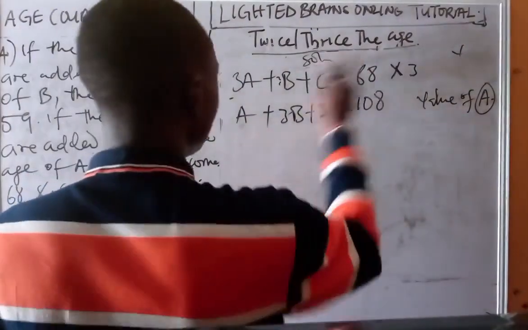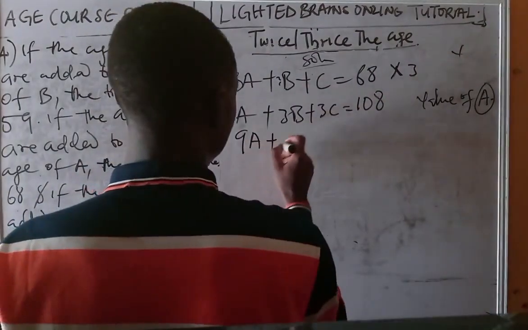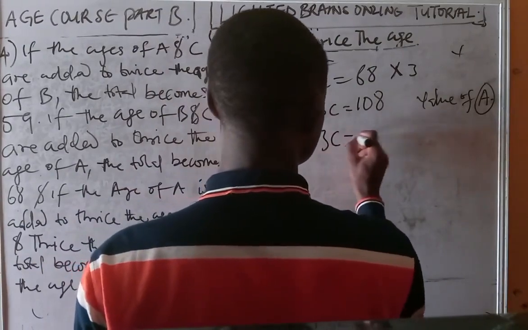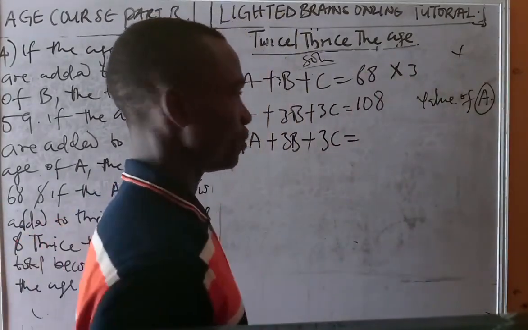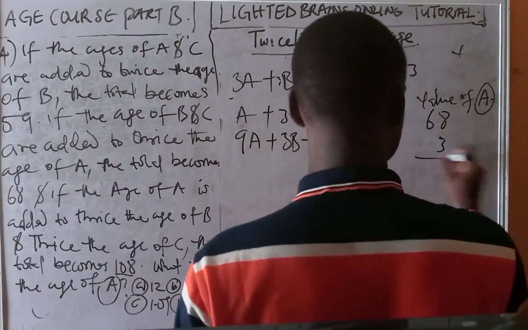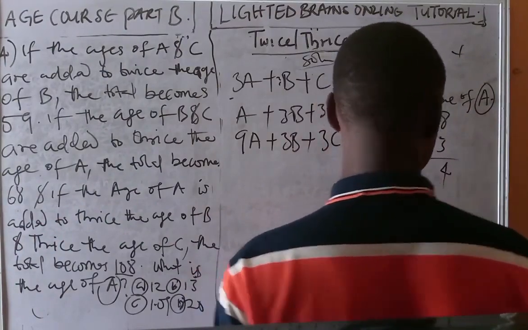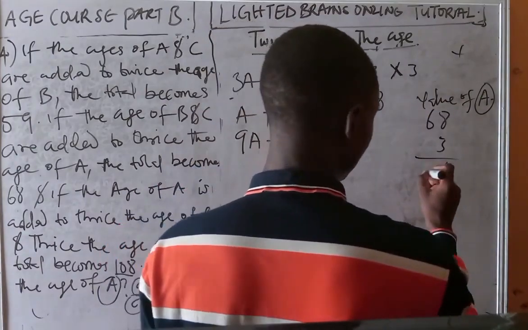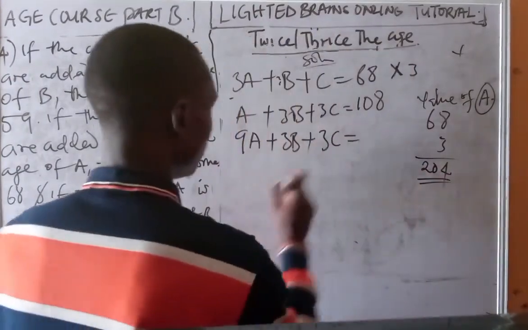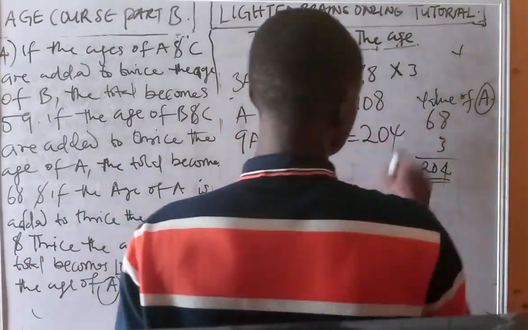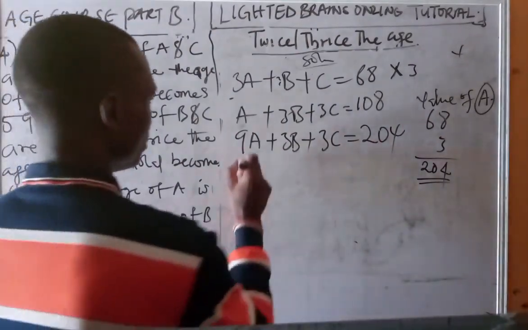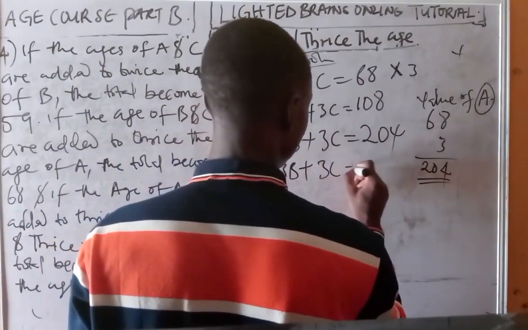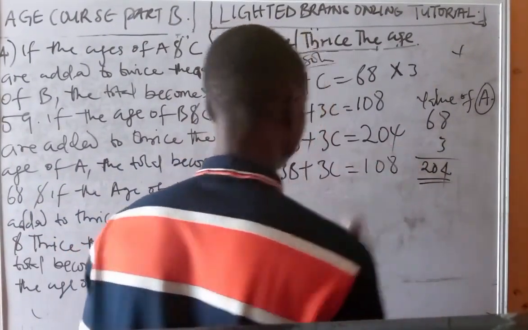So 3 times this, we have 9A plus 3B plus 3C is equal to 3 times 68. So 3 times 68 will give us what? 3 times 8 is 24, we put 4, carry 2. 3 times 6 will give us 18, 18 plus 2 will give us 20. So we have 204. Do you understand now? So we have A plus 3B plus 3C is equal to 108.